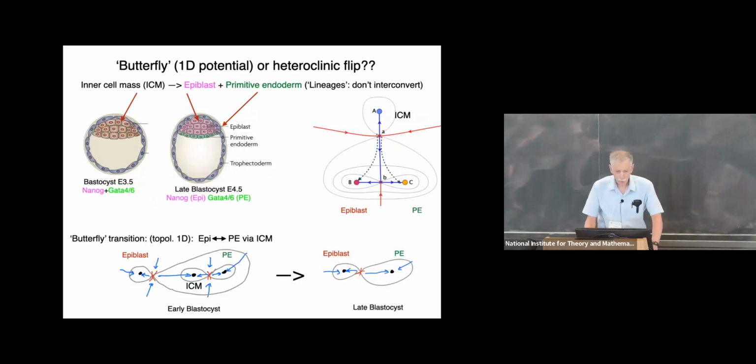Okay, there are two ways to perhaps fit this data geometrically. One is this heteroclinic flip, which I introduced earlier, for which the ICM state at the top becomes either epiblast or PE. The alternative is a butterfly transition on the lower left, which is topologically one-dimensional because it's three fixed points and two saddles on a line, topologically a line.